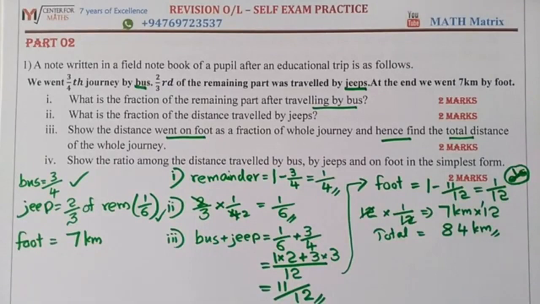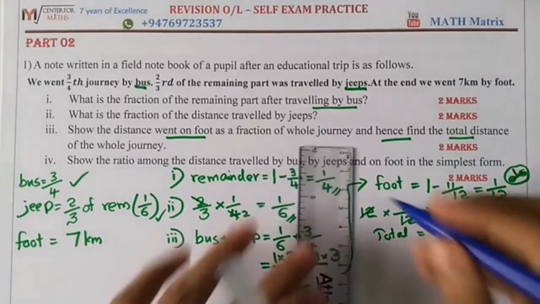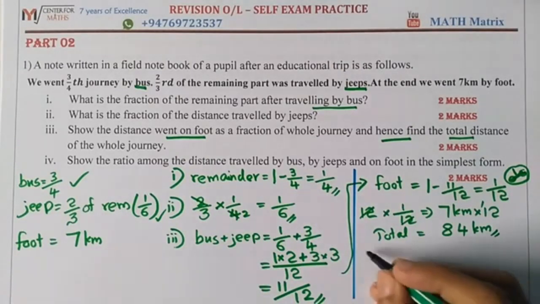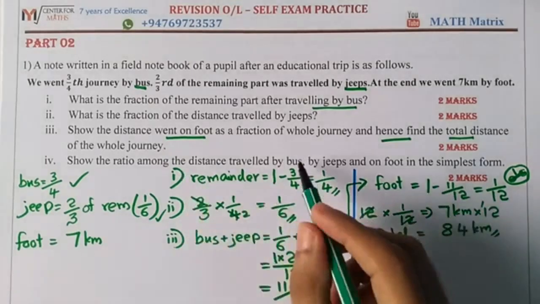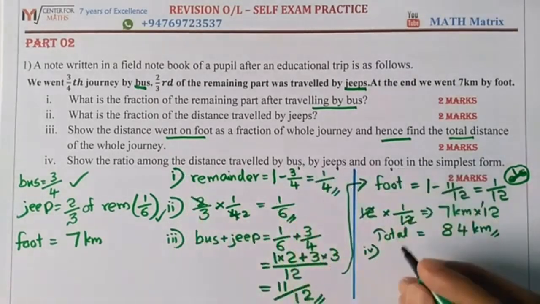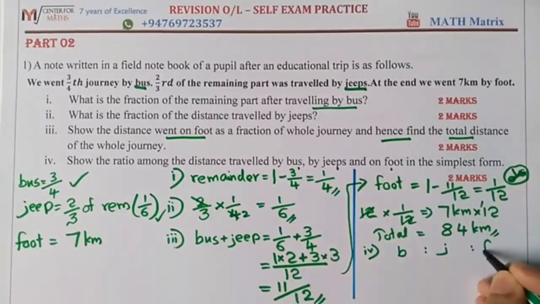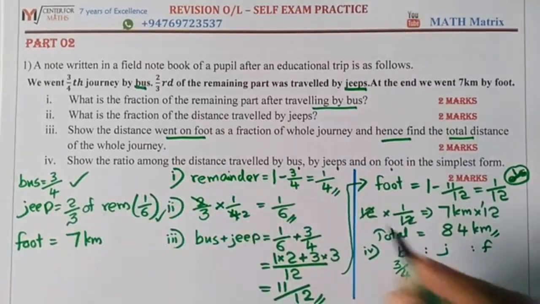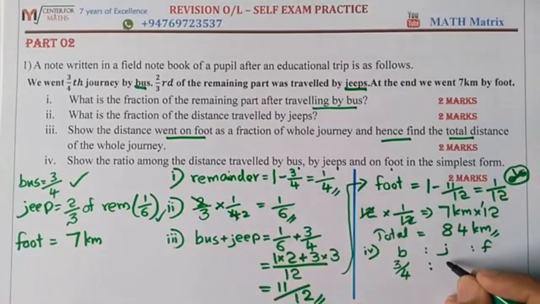And now we'll move to the last one. Read that carefully. Show the ratio among the distance traveled by bus, by jeep and on foot in the simplest form. Okay, we can do that. We'll go in same order: bus, jeep and foot. By bus, 3/4. And by jeep 1/6. And the last one by foot, yes, 1/12.